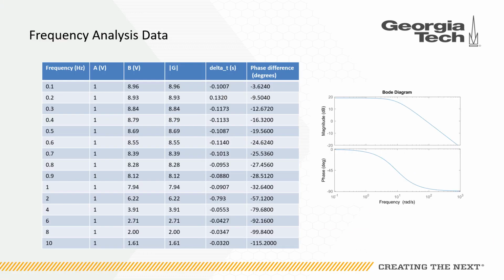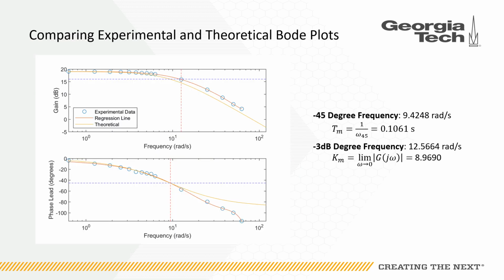The chart below shows the frequency domain data for the system. As the frequency increases, gain and phase lead also decrease. This is expected since the system should follow a first-order Bode plot. Below are the experimentally generated and theoretical Bode plots for this system, along with regressions.